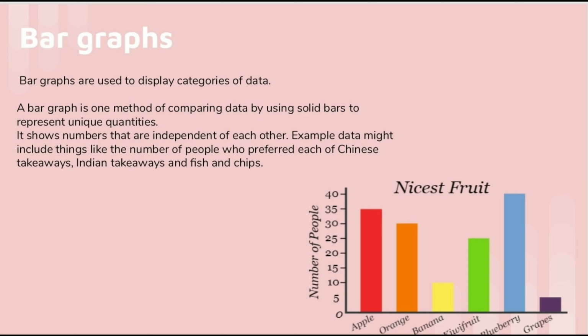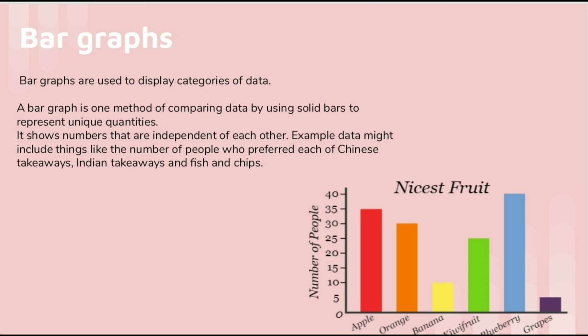Now it shows numbers that are independent of each other. For example, data might include the number of people who prefer Chinese takeaways, Indian takeaways, and fish and chips. Alright, looking at the example graph that I have on the slide, our title is Nicest Fruit, and we can already presume that this graph is going to tell us which one is the nicest fruit, which one is mostly preferred. So we see the number of people, and then we see the types of fruit.